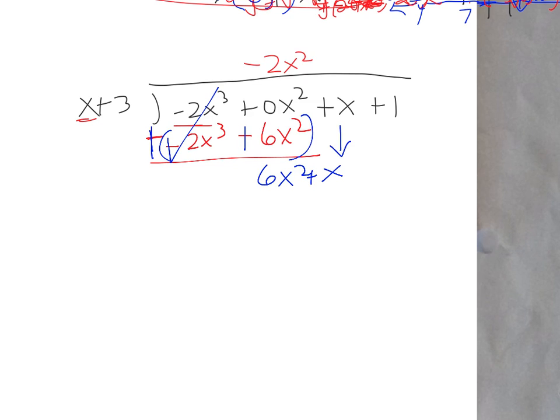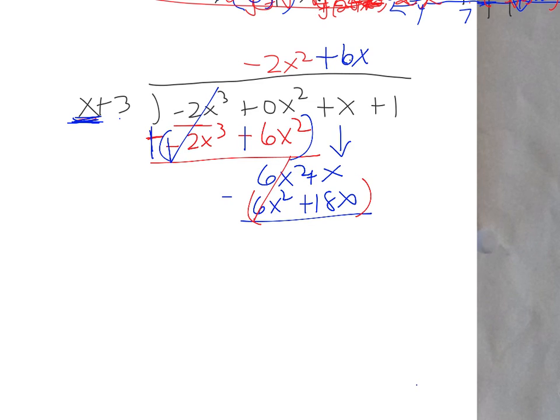So now we're on to here with the 6x squared. So x times what gives me 6x squared? That would be 6x. Now multiply down. 6x times 3 is 18x. And 6x times x would be 6x squared, and we're going to subtract.